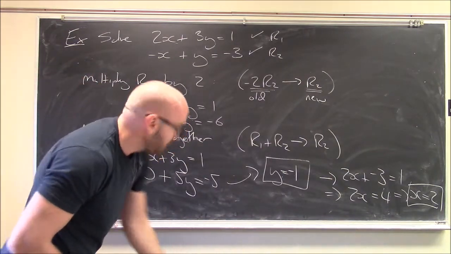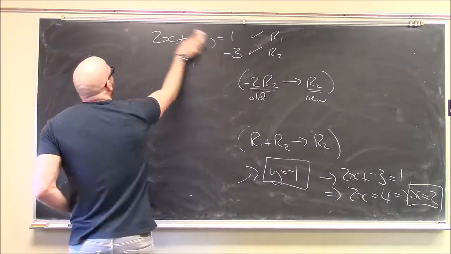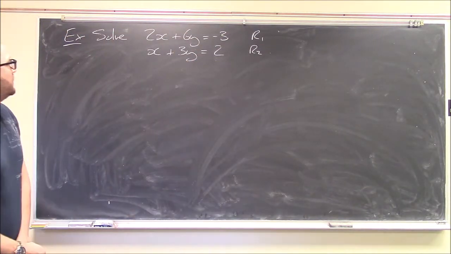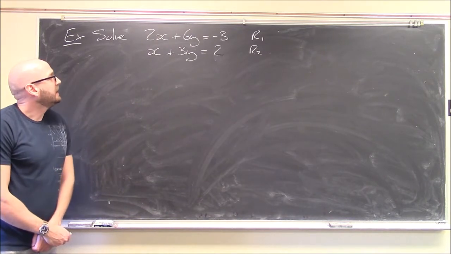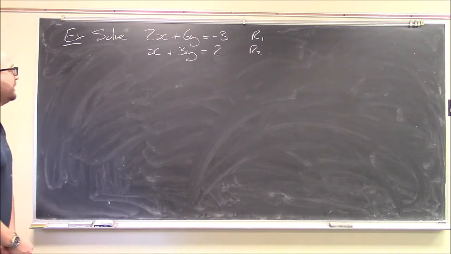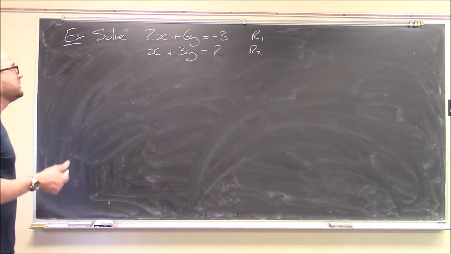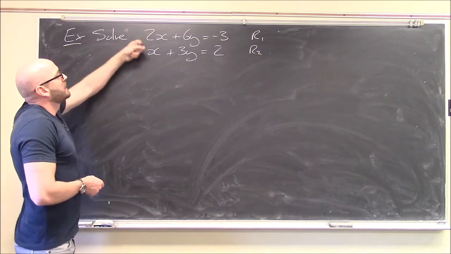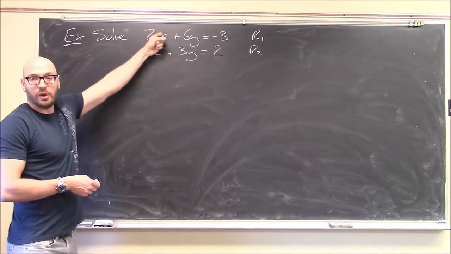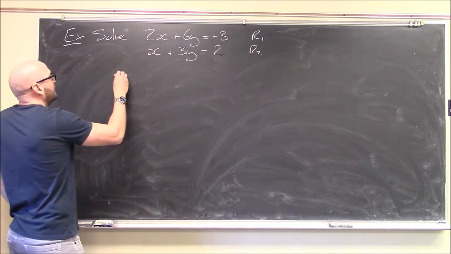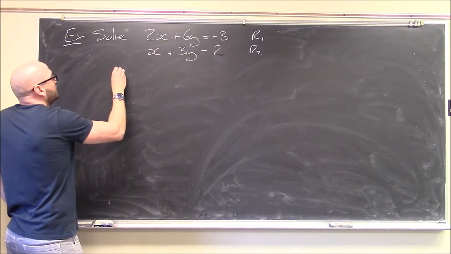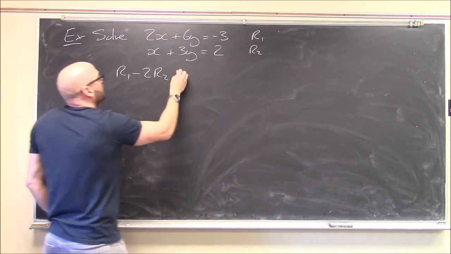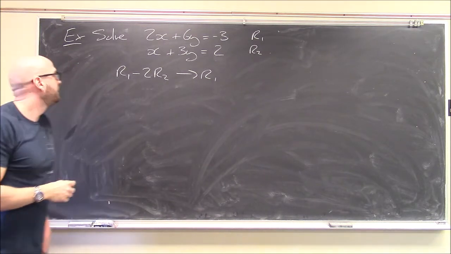Alright, let's do another example. Alright, so here's another system. 2x plus 6y equals minus 3, and x plus 3y equals 2. Again, I want to eliminate a variable. Let's just focus on x. I could eliminate x from equation 1 by subtracting twice row 2 from row 1. Right? So we're going to do row 1 minus 2 times row 2, and that's going to become our new row 1.